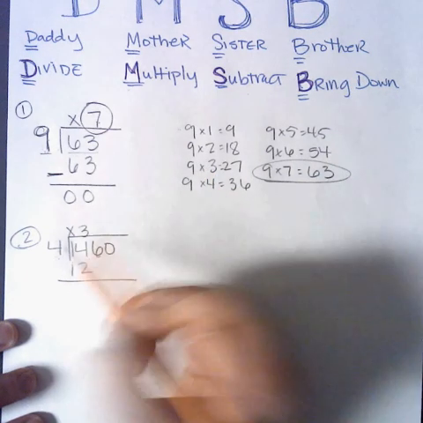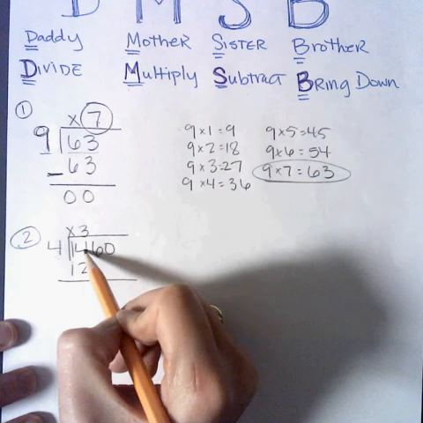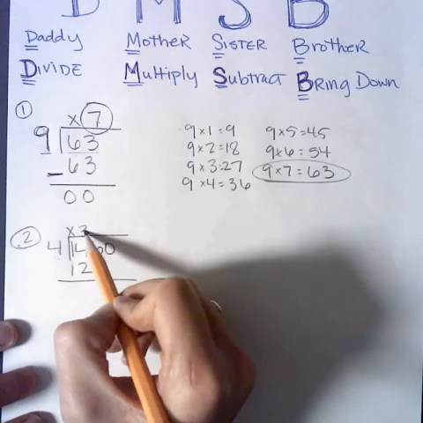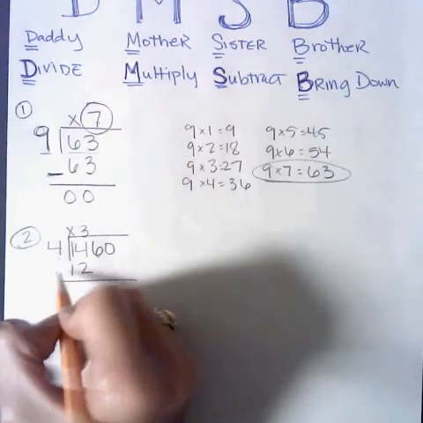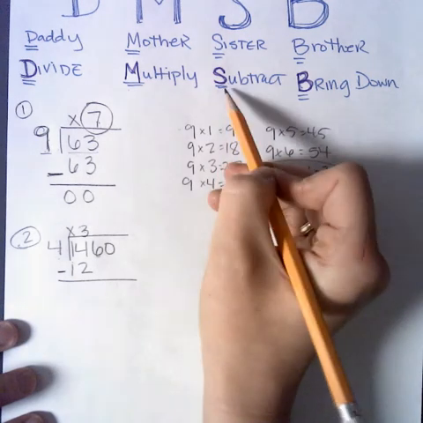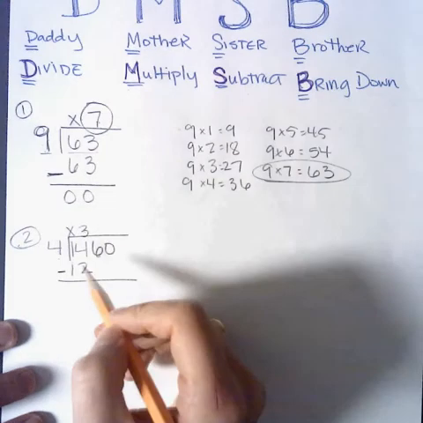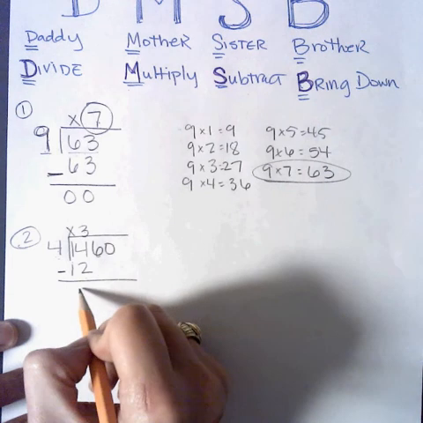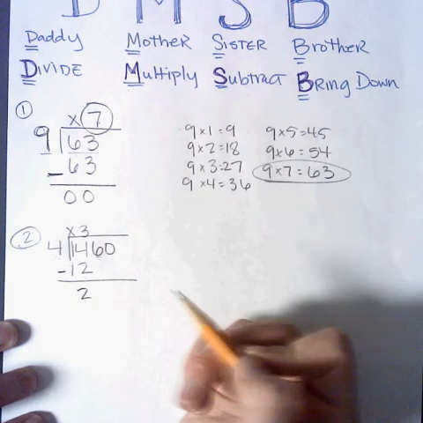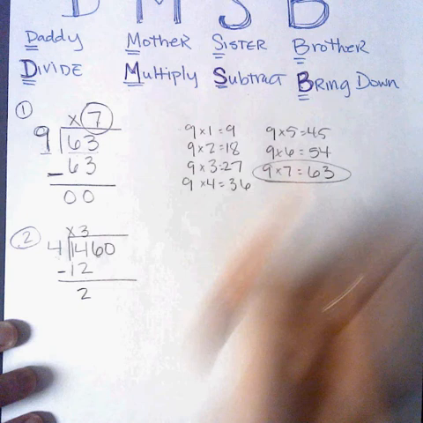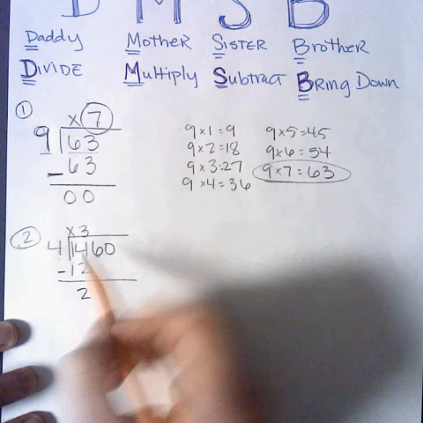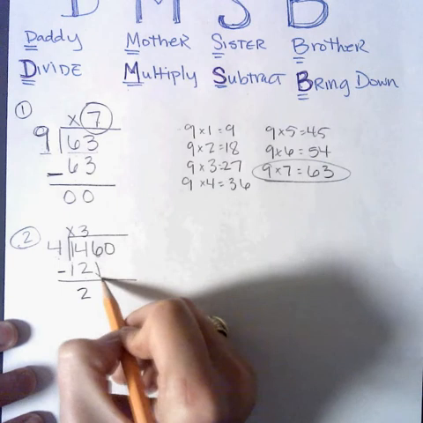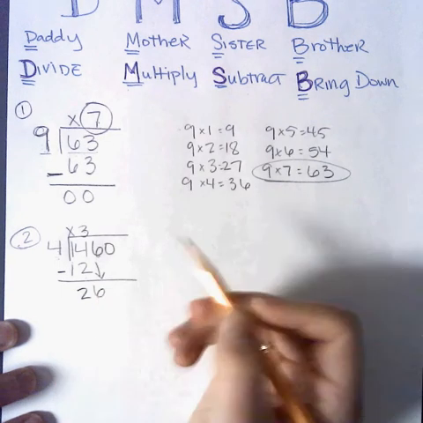So far, I've divided 4 into 14, and then I multiplied 4 times 3, and that gave me the 12. Now I'm going to subtract, as my next step would tell me to do. 14 minus 12 is going to give me 2. Now, from here, I need to bring down my numbers. So I'm looking here, I need to bring down my 6. I'm going to draw my arrow and bring down my 6.